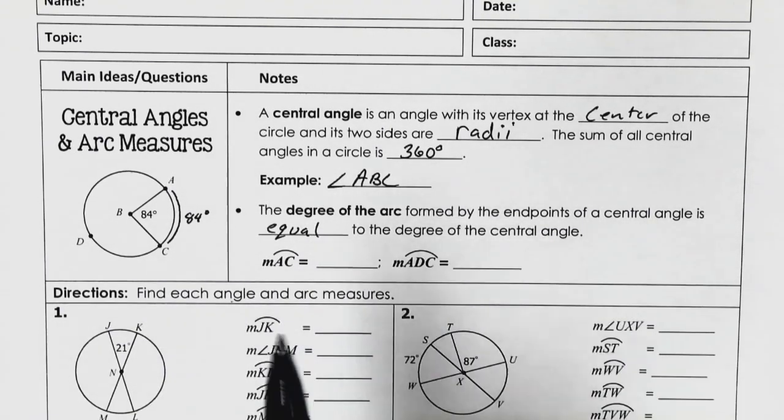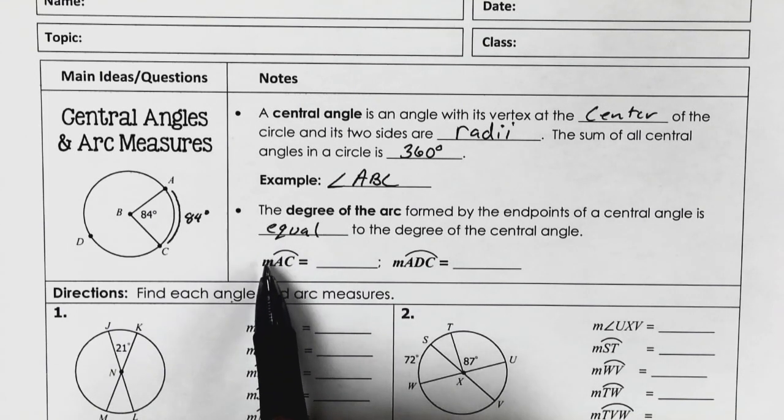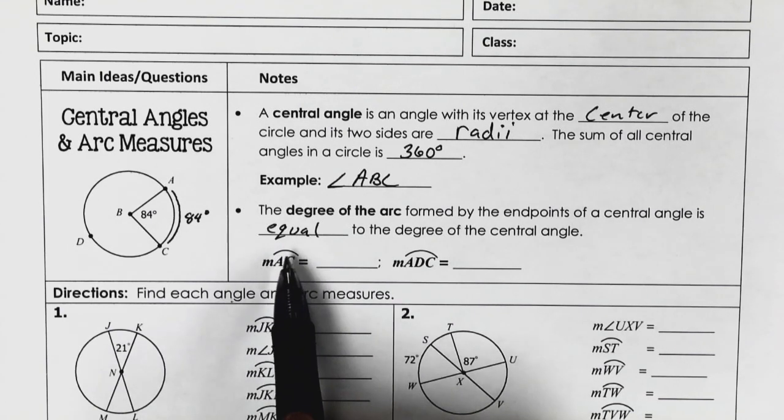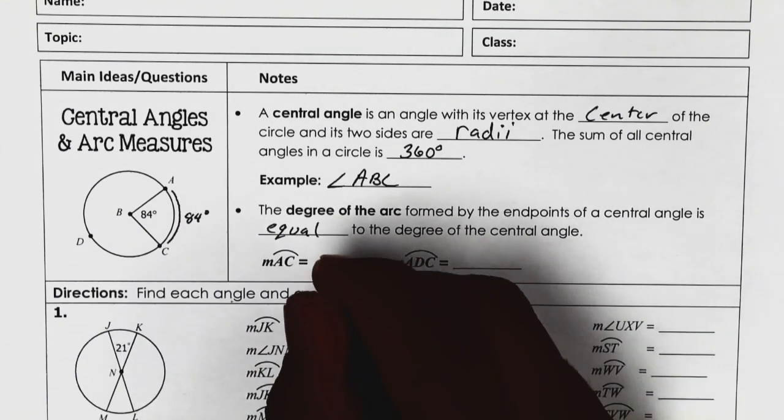Right here, this is what an arc looks like. It's the letters of the endpoints of the central angle, and then you have this little rooftop symbol above it, a little curve. So we read this as the measure of arc AC, which is right here, is 84 degrees.